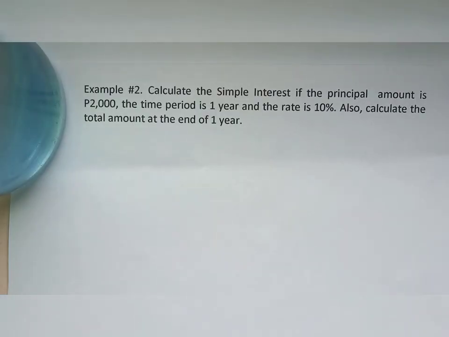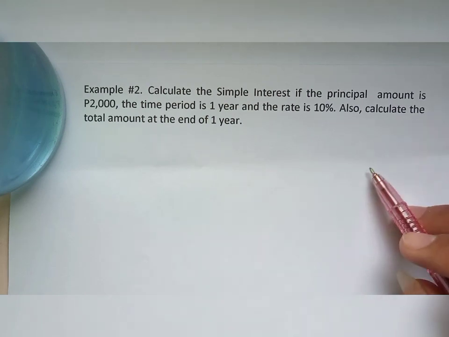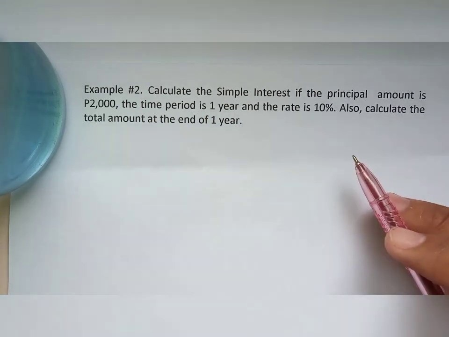Example number 2. Calculate the simple interest if the principal amount is 2,000 pesos, the time period is 1 year, and the rate is 10%. Also, calculate the total amount at the end of the year. So in this example, we need to find the simple interest and the total amount.